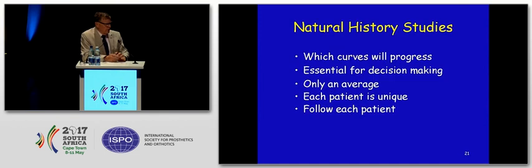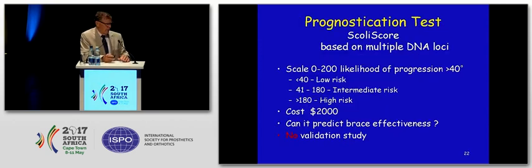So the natural history studies can tell us a lot about populations, which curves will progress, and it's essential in the decision making. But it's only an average of a group. It does not pertain to any single individual. Each patient is unique, and therefore each patient must be followed through their growing pattern.